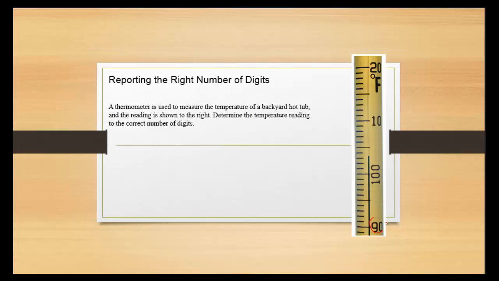90, 100, 110, 120. So that means I'm going from 100 to 110. I have a difference of 10 here. Now I'm looking at the gradients. I have 10 gradients here. So that means that each one of these gradients, each one of the notches, is worth 1. So that means 100, 101, 102, 103. So I know it's at least 103. Now I'm going to estimate between 103 and 104. And it looks like it's about a third of the way up. So I'm going to say 103.3.